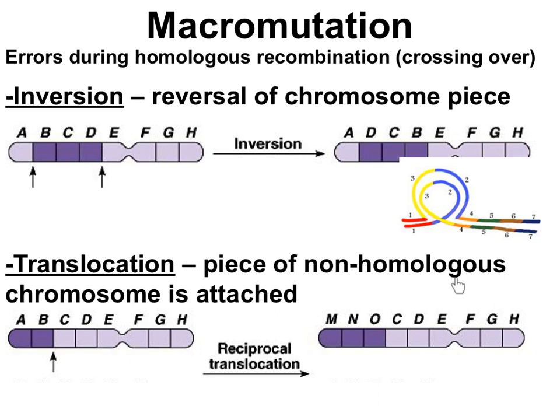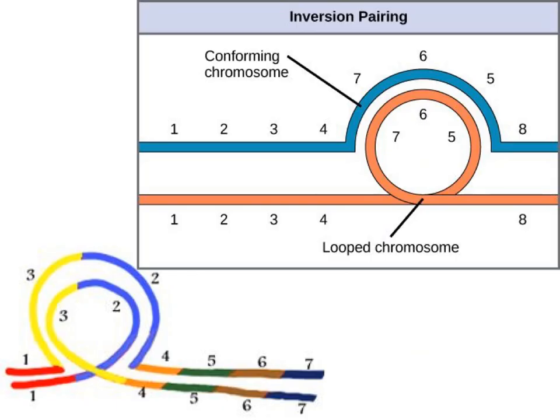Translocation is when two non-homologous chromosomes pair up and cross over. This chromosome down here paired up with a non-homologous partner, gave up its A and B, and received M and O in return. Here's how an inversion can happen.